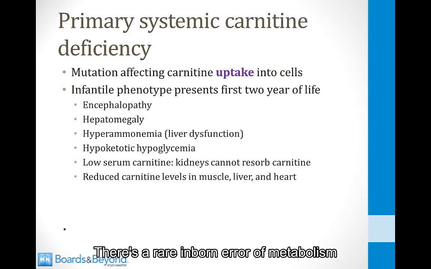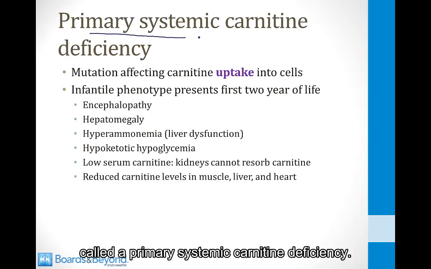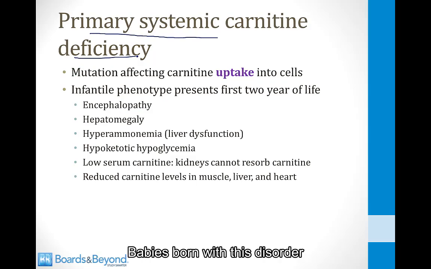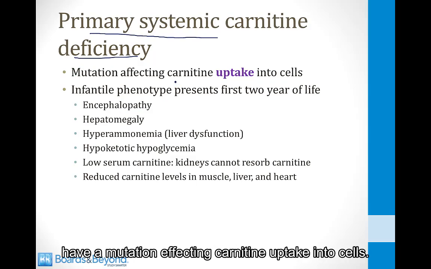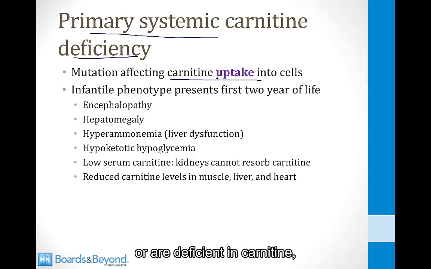There's a rare inborn error of metabolism called a primary systemic carnitine deficiency. Babies born with this disorder have a mutation affecting carnitine uptake into cells. It's not that they lack carnitine or are deficient in carnitine, it's that they can't move the carnitine into their cells so that they can use it in the metabolism of fatty acids.